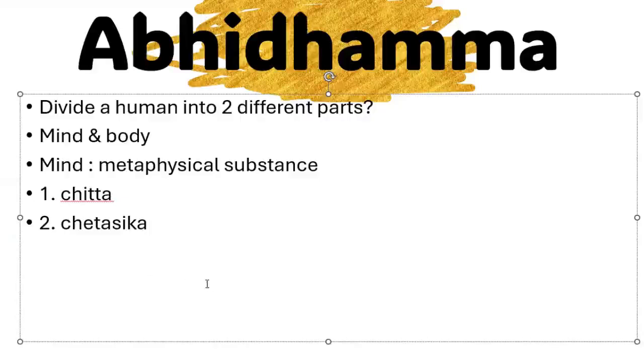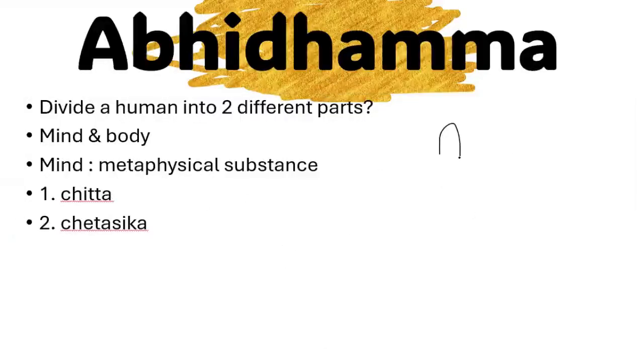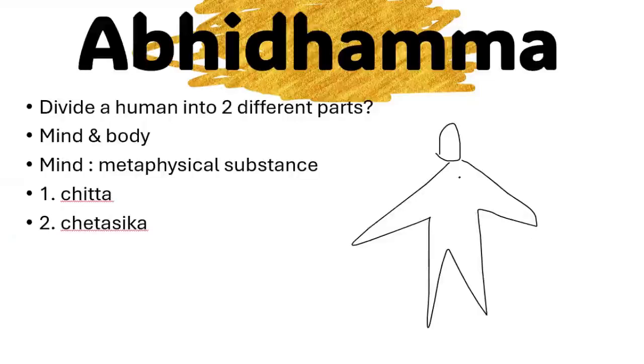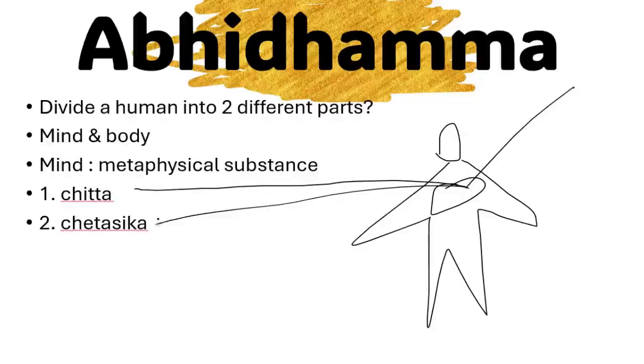So mind is a, let's draw something. If this is a human, he has his body and his mind. This is not the heart, okay? Don't misunderstand this as the heart. I just drew the mind. So mind has two parts. Mind is a substance of two parts, two different particles. We can say chitta and chetasika.